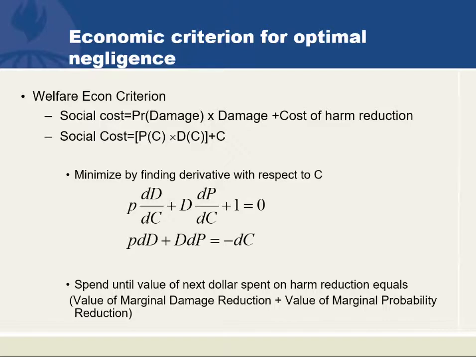Now, if we were going to be economists and consult with Judge Learned Hand, we would do some calculus and say we want to minimize total social cost, and so we would do calculus to decide where we would find the minimum.